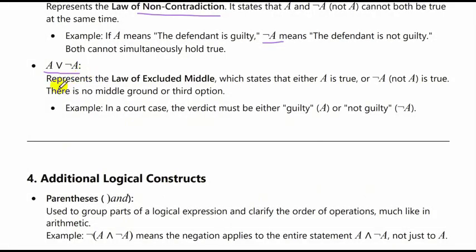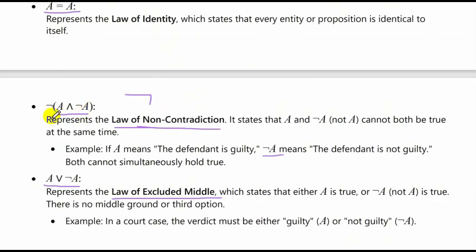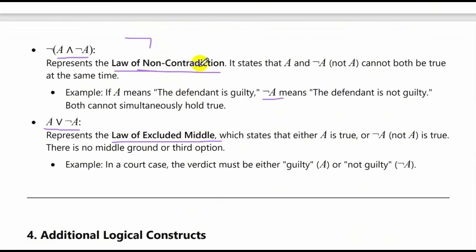A or not A. This represents the law of excluded middle. The law of non-contradiction is negating that both cannot be true. Meaning you cannot contradict something which is true or something which is false. If something is false, you cannot say it is true also. And if something is true, you cannot say it is false.